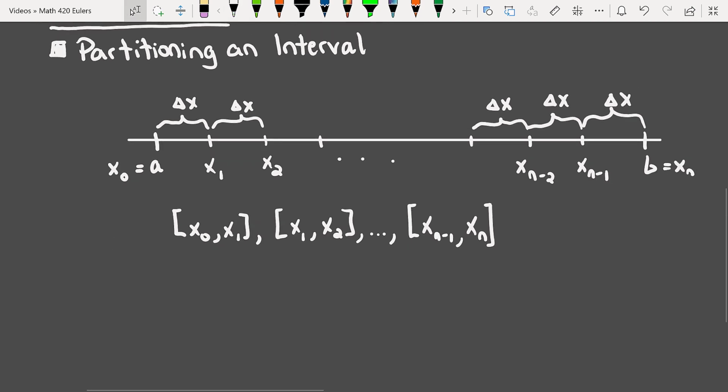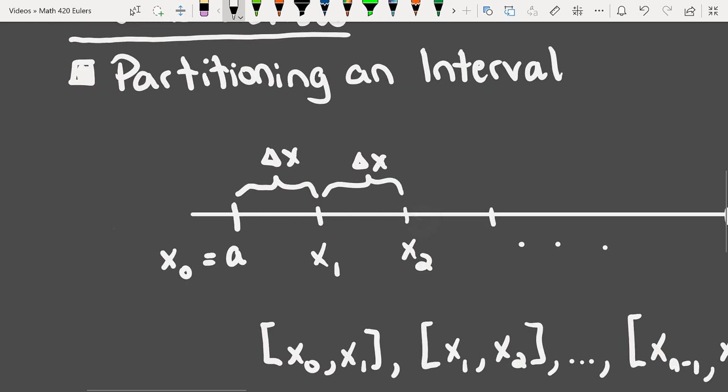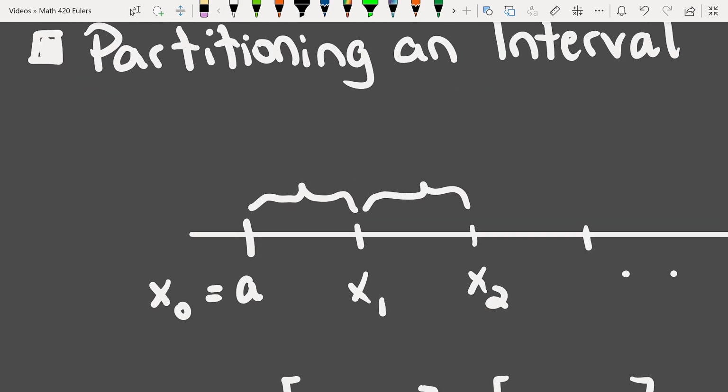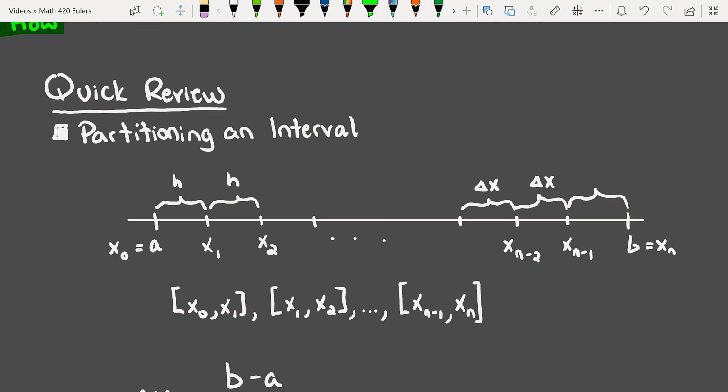And you could easily, from Calc 1, have computed delta x by taking that full length interval from A to B and dividing it into n partitions. And we define that to be delta x. However, here we're not going to use delta x, we're going to use lowercase h. It just is a convention, so I hope you don't mind. At this point, let's replace all those delta x's with h's.